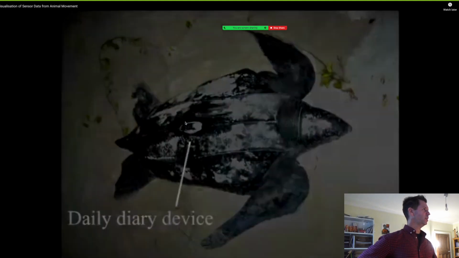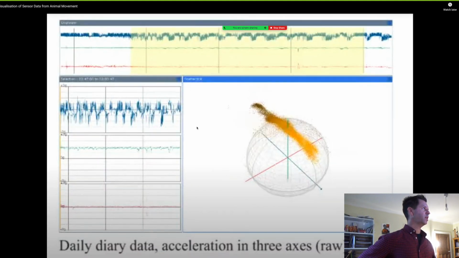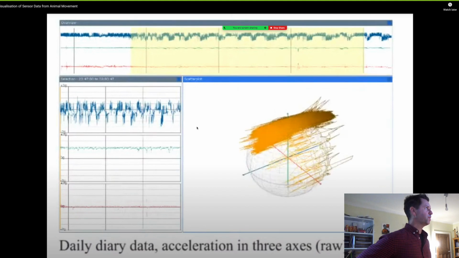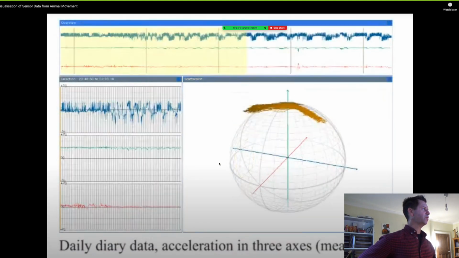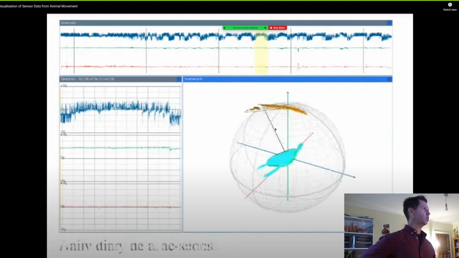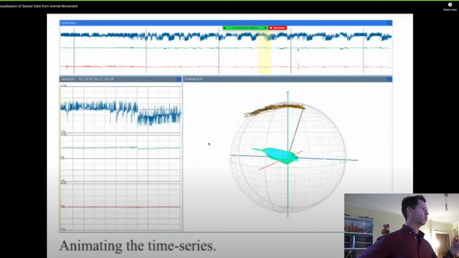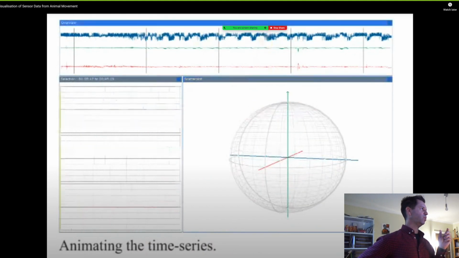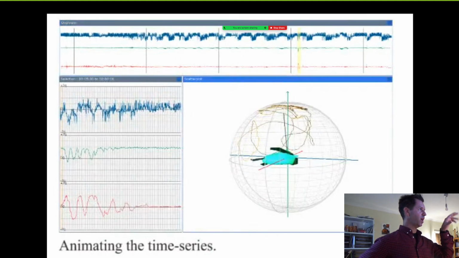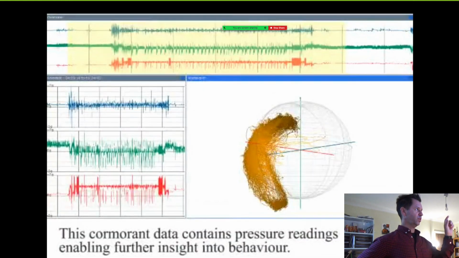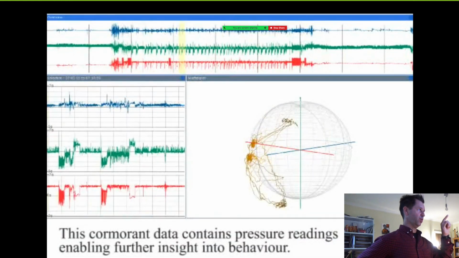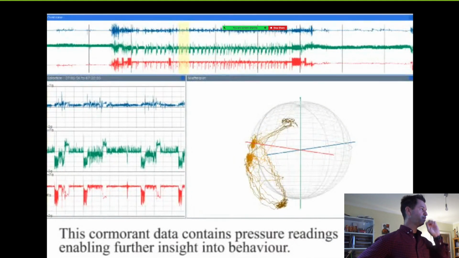So this is the daily diary device. That's the animal tracking sensor. And here we can see the 9 hours of data being plotted in the polar coordinate system, and the user can rotate that view. So these are 3 views of the same data, and they're all connected, coordinated, and linked to each other. So any interaction in one view causes updates and changes in the other 2 views.